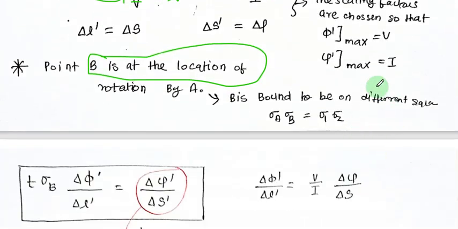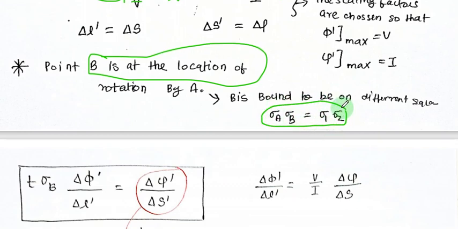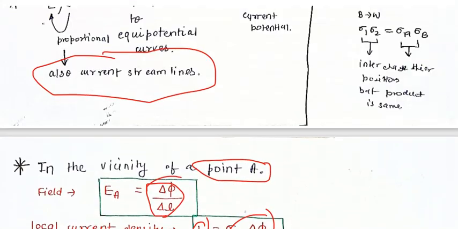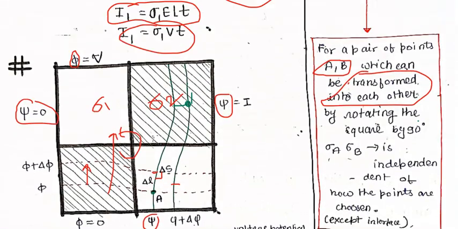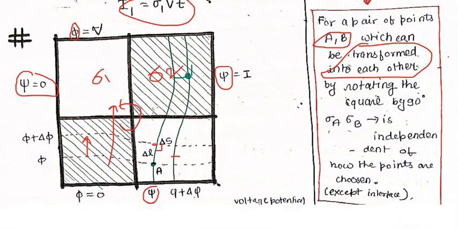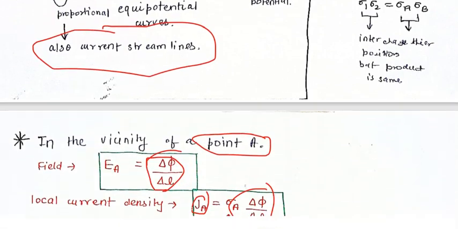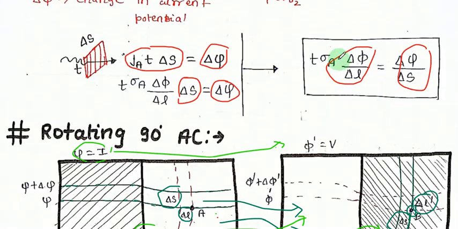So B is bound to be on different squares, so we get sigma B is equal to sigma 1 and sigma 2. Now if I just conclude from the above relation that we got here, that T sigma A, that is the local charge density, can be related with the potential and the current density as T sigma A delta phi by delta L is equal to delta psi by delta S.